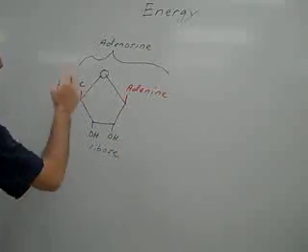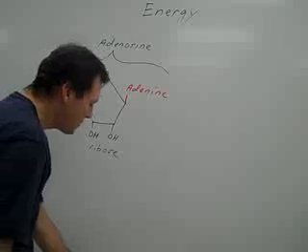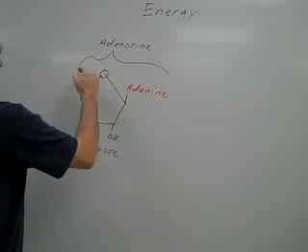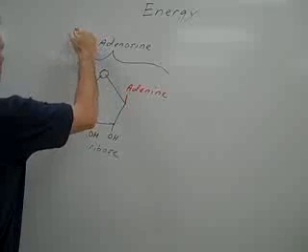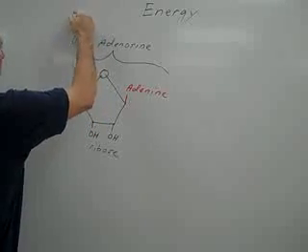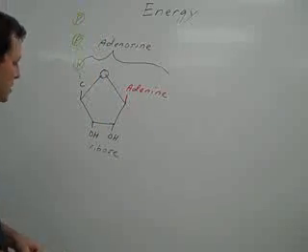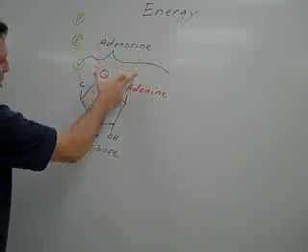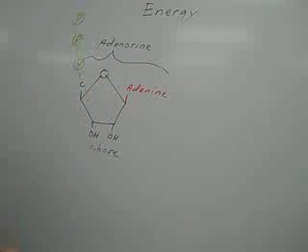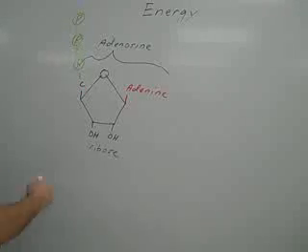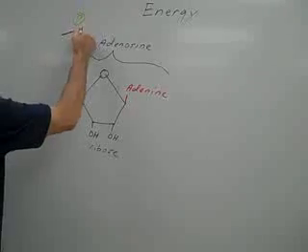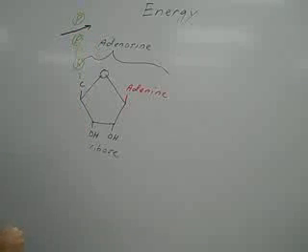In addition, we have three phosphates connected to this carbon. 1, 2, 3. There's our three phosphates. So we have adenosine triphosphate, ATP. And when we use ATP, we're actually going to break this chemical bond right here, that chemical bond.